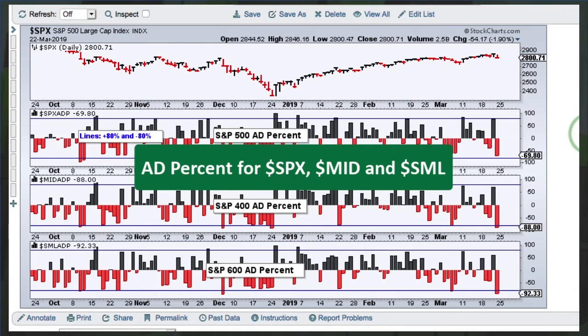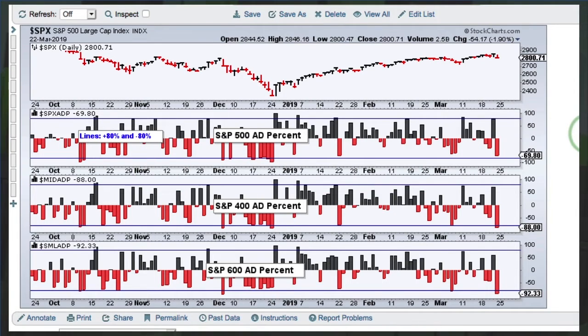Now here are the three AD percent indicators for the three indexes I just told you about. There you can see S&P 500, mid caps, and small caps. And we can compare the degree of participation on the upside or the downside. That's what this indicator does. And so you can see here on this decline that we had at the end of March, the S&P 500 did not go below minus 80%. But mid caps and small caps did. And you can see small caps bore the brunt of the selling pressure. So that's kind of like a one-day downward breadth thrust.